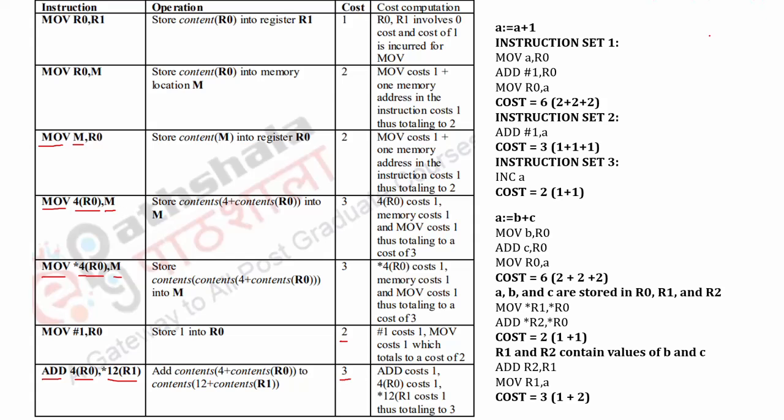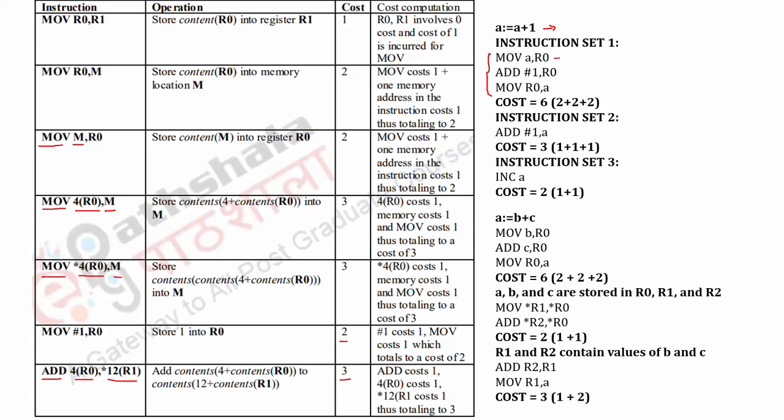Here I have given one example. If I take this particular expression a equal to a plus 1, I will be writing the instruction set here. This is one type of instructions I can use for performing this operation, at the assembly language level. First I'll be moving the value of a to a register. Then I'll add 1 to the register, and then again I'll move the register value back to a. That is a equal to a plus 1.